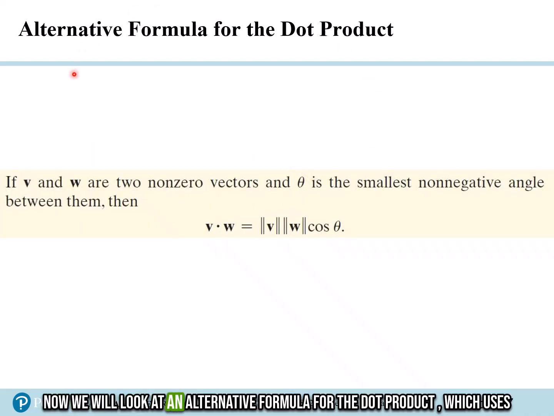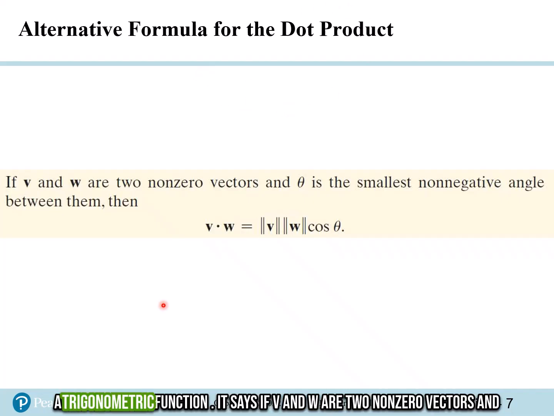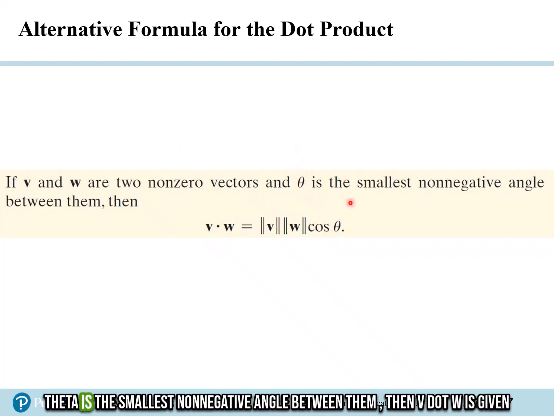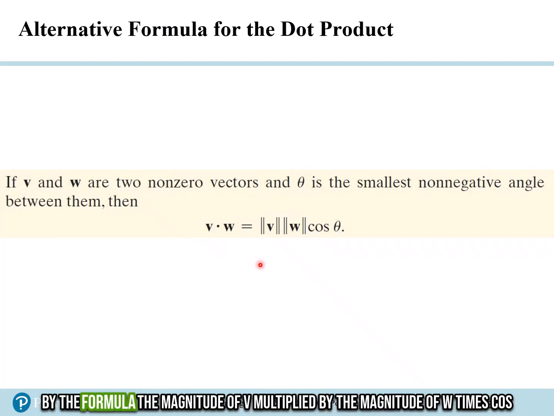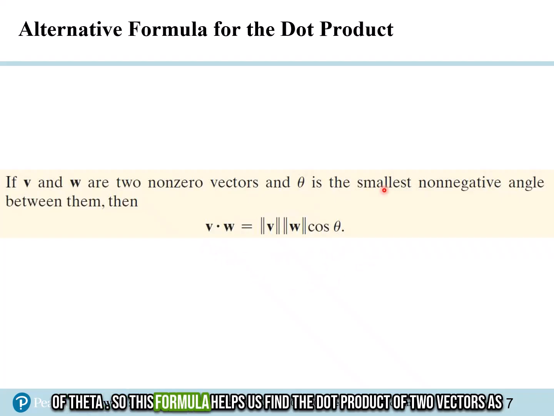Now we will look at an alternative formula for the dot product which uses a trigonometric function. It says if v and w are two non-zero vectors and theta is the smallest non-negative angle between them, then v dot w is given by the formula the magnitude of v multiplied by the magnitude of w times cos of theta. So this formula helps us find the dot product of two vectors as well.